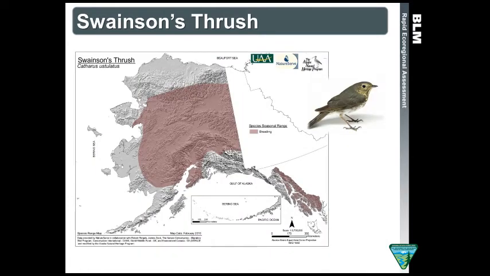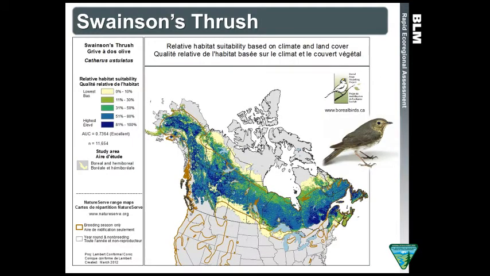The next one is Swainson's thrush. And so again, you can see that given the general range map, it covers most of the CYR area. And this is just to give you an idea, this comes from the Boreal Avian Modeling Project, and so the CYR area is rating here. And you can see that they've got relatively high habitat suitability throughout the CYR.